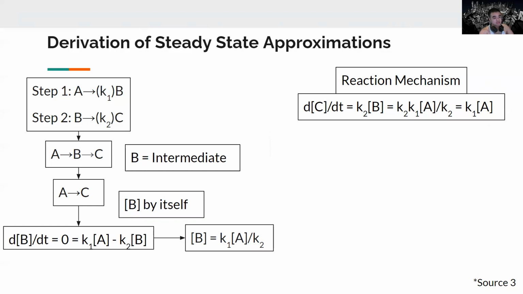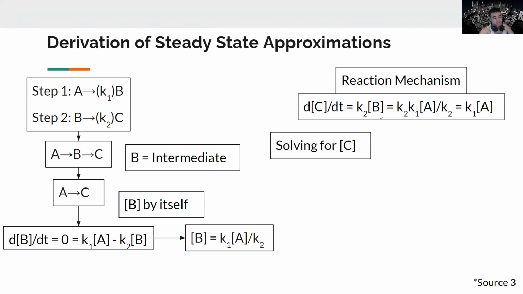And as for the reaction mechanism, we can see that d[C]/dt equals k2[B], which is equal to k2 times k1[A] divided by k2. So in essence, the k2 right here and the k2 right here cancel each other out, just giving us k1 times the concentration of A. So that means k1[A] is equal to k2[B].